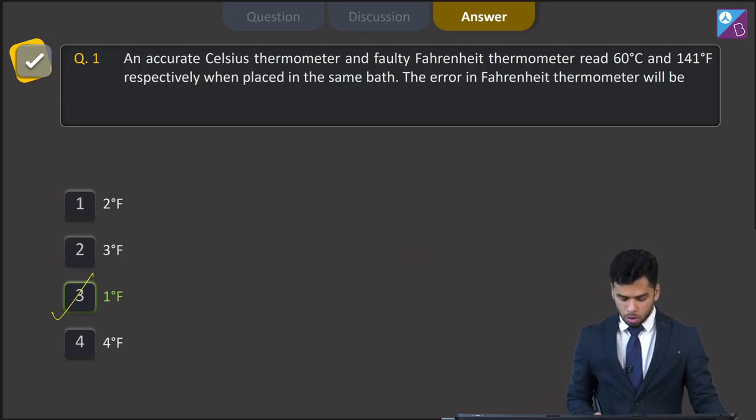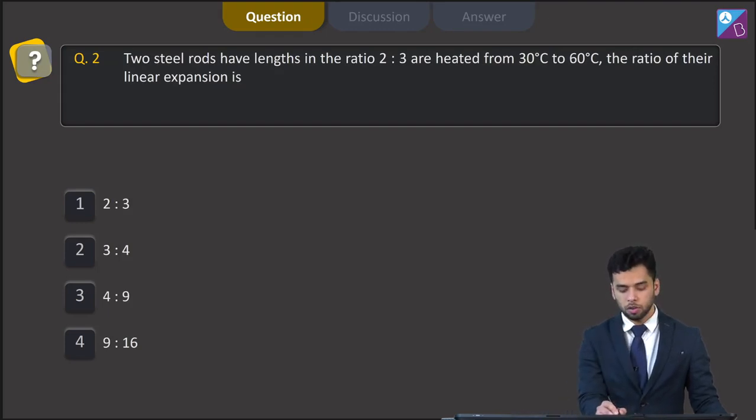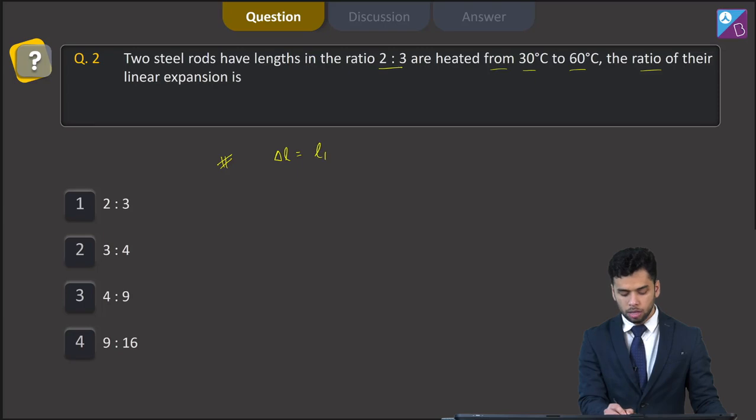Okay, moving forward to question number 2. Two steel rods having lengths in the ratio of 2:3 are heated from 30 degrees Celsius to 60 degrees Celsius. The ratio of their linear expansion is. Dear students, we all know that linear expansion delta L is equal to L1 alpha 1 delta T. L1 is the initial length, alpha 1 is the coefficient of thermal expansion, and delta T is the change of temperature that is taking place. So we need to find the ratio of their linear expansion, right?